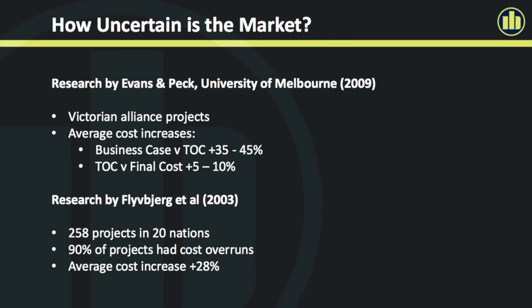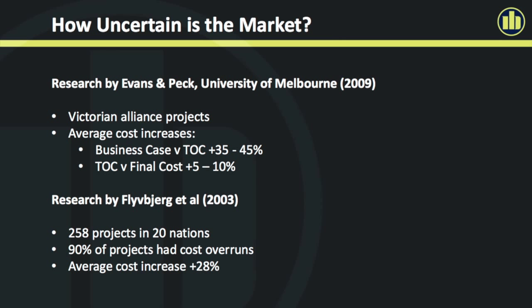So that research found that from the business case to when the total outturn cost estimate is put together, they get a change in price of between 35 and 45%, which is pretty significant. There's key fundamental reasons why that occurs, but then once the TOC is established, the actual cost will then be around about 5 or 10% more than that. And that's across every Alliance project in Victoria.